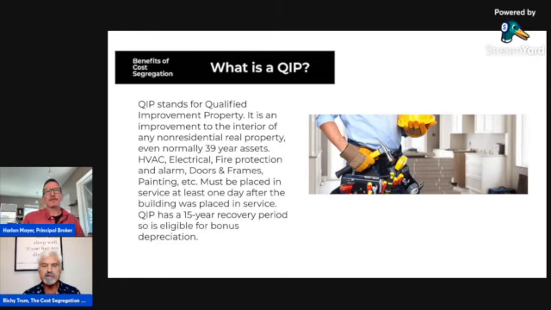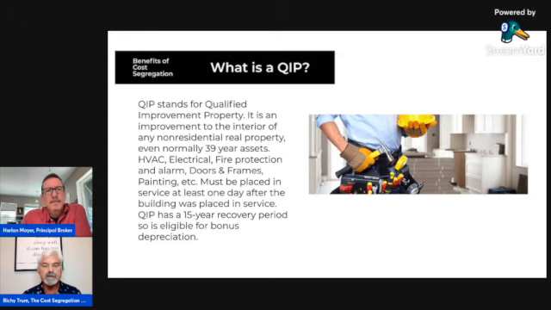Years ago, there was something called qualified leasehold improvements, qualified restaurant property. With the Tax Cuts and Jobs Act of 2018, they pulled all those together and called it QIP. Essentially, it's an improvement to the interior of any non-residential real property. These are typically assets that would be 39 or 27 and a half year assets, like HVAC, electrical, fire protection, alarm, doors and frames, painting. Those are normally 39-year assets.